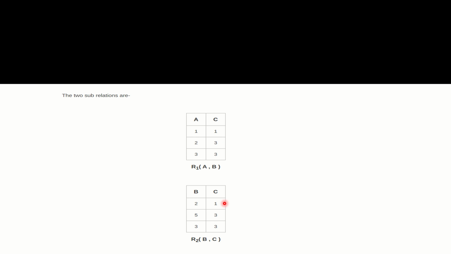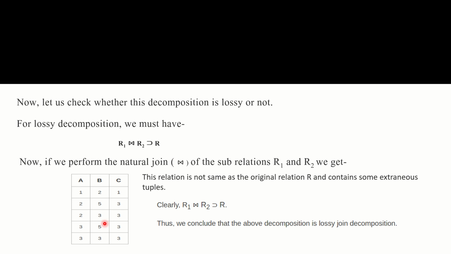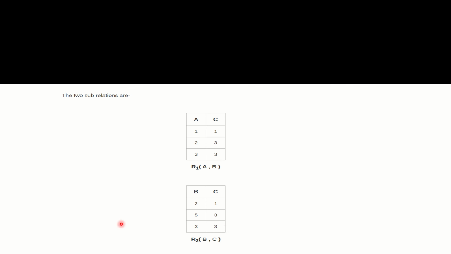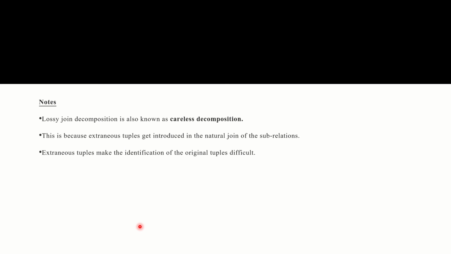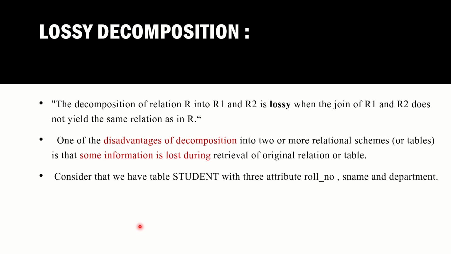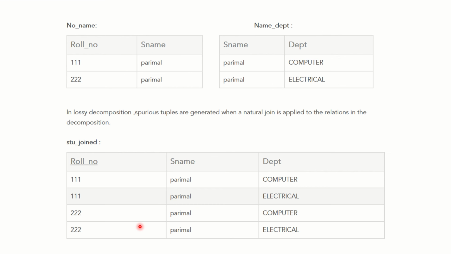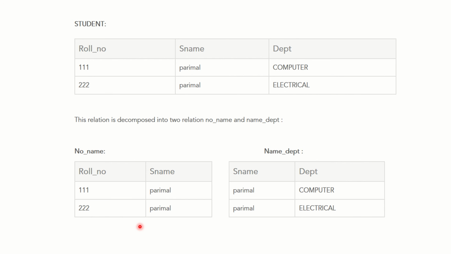If you are dividing like this and performing the natural join, some extra rows will be there. That is denoted by this symbol: R1 natural join R2 will be a superset of R. So we can say that this type of decomposition is a lossy decomposition, because if you divide the original table like this into R1 and R2, and try to find the natural join of R1 and R2, we will not get the original table R. So this is an example of a lossy decomposition.